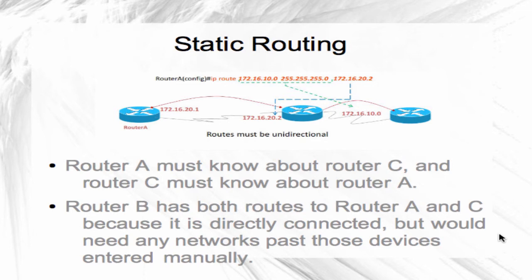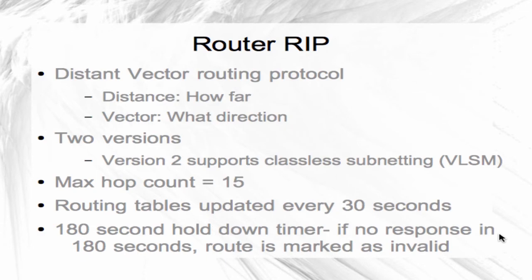So going back the other way, if router C needed to talk to router A, you would type in IP route 172.16.20.0, 255.255.255.0, and then the next hop, it would be the interface here on router B. It could be 172.16.10.1 or 2. It's very basic. There are no routing table updates, none of that. Everything needs to be configured by the admin.